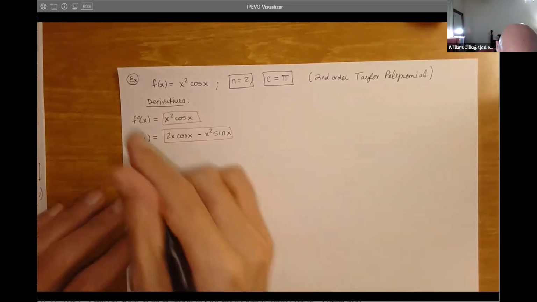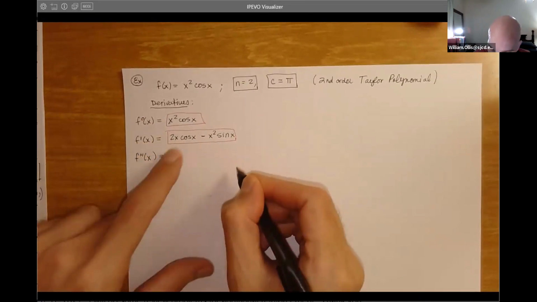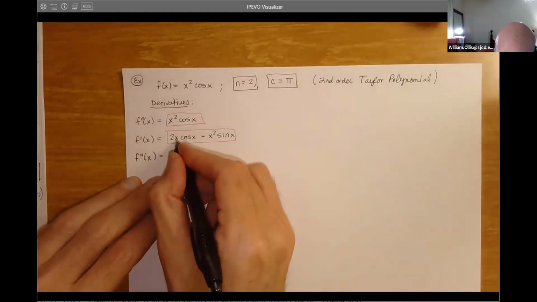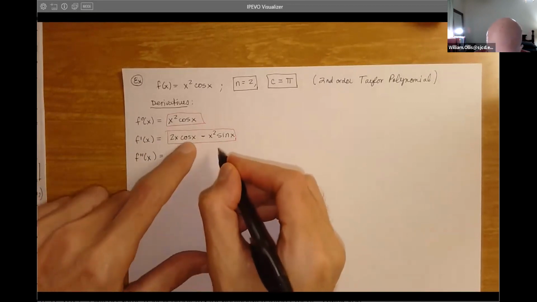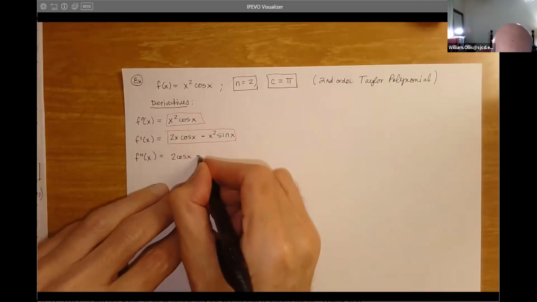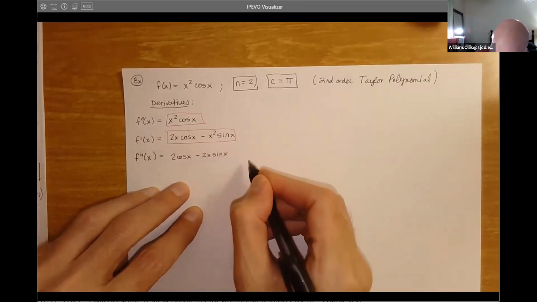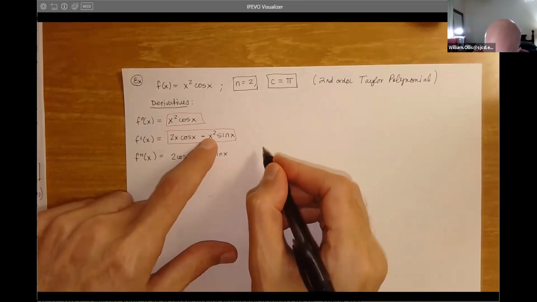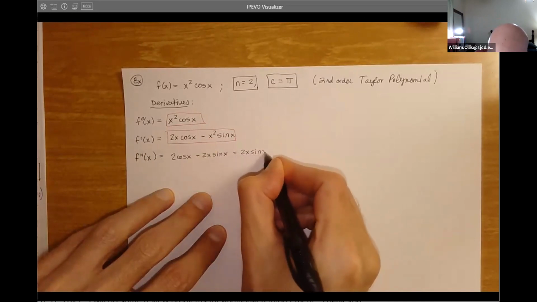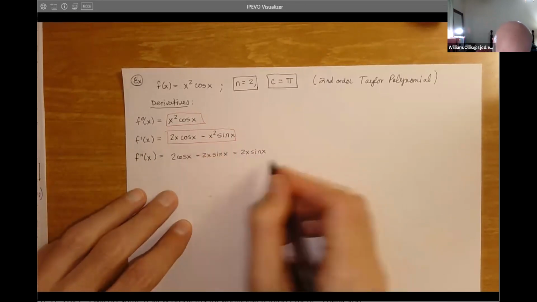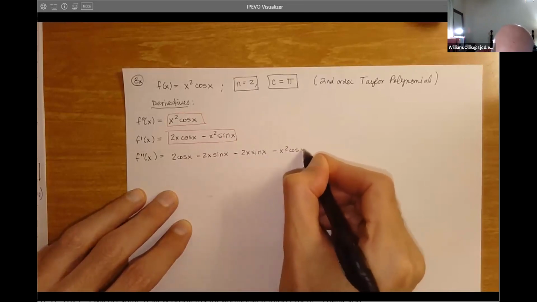And then for our second order derivative, again, we'll apply the product rule again. So the derivative of 2x is just 2, so we get 2 cosine x. Now again, the derivative of cosine is negative sine, so we get minus 2x sine x. And now the derivative of the x squared is 2x, so we get minus 2x sine x. And then, of course, the derivative of sine is cosine, so this gives us a minus x squared cosine x.